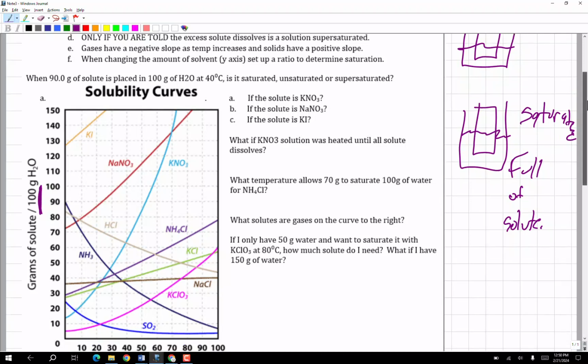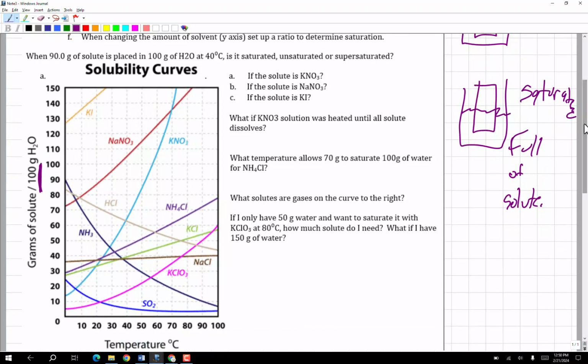All right, so let's do these. When 90 grams of solute is placed in 100 grams of water at 40 degrees, is it saturated, unsaturated, or supersaturated? Here's 40, here's 90. I'm looking at this spot right here. If it's KNO3, that's above the line, so it's saturated.